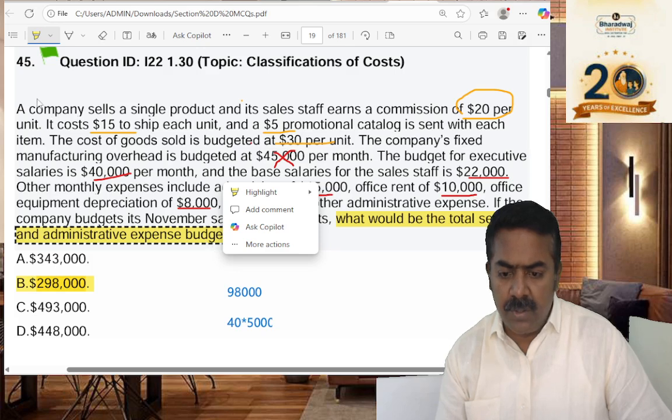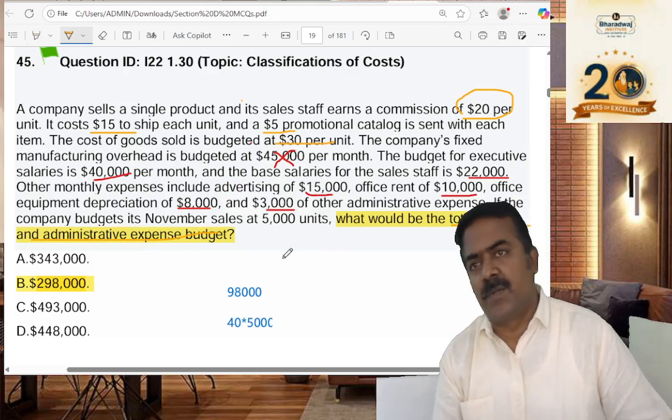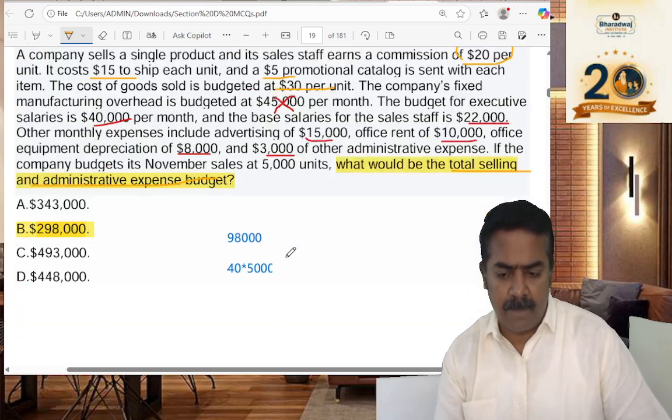They ask you total selling and what? Administrative expenses. They cover both fixed as well as what? Variable, both administration as well as what? Selling expenses.